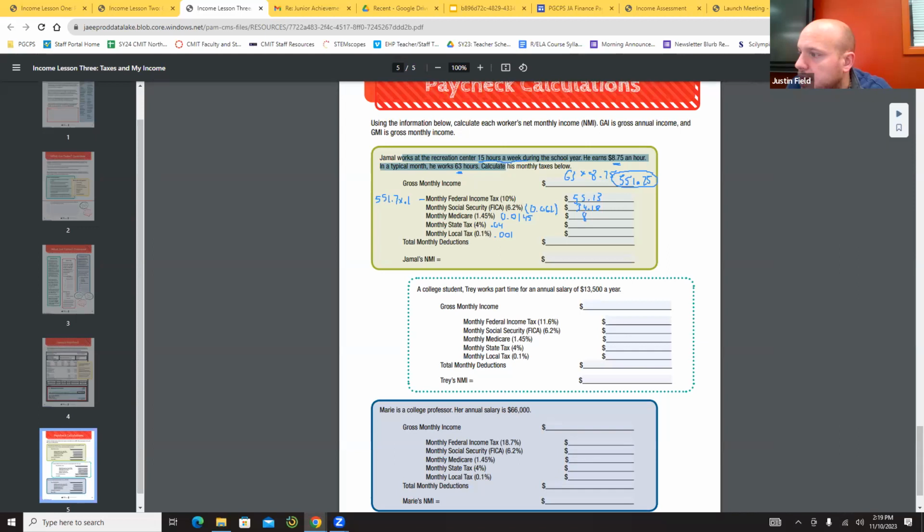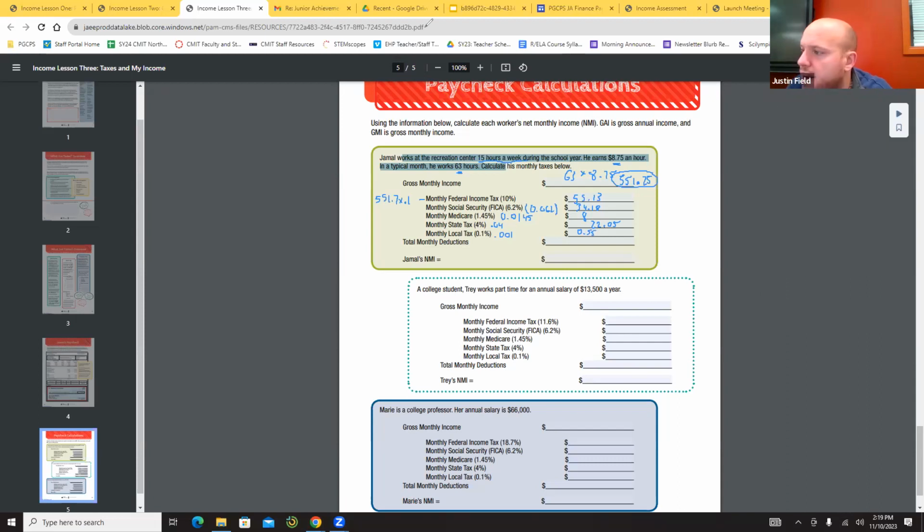Monthly state tax, 551.25 times 0.04, $22.05. Monthly local tax, 551.25 times 0.001, 55 cents. Well, that's not too much to ask now, is it?